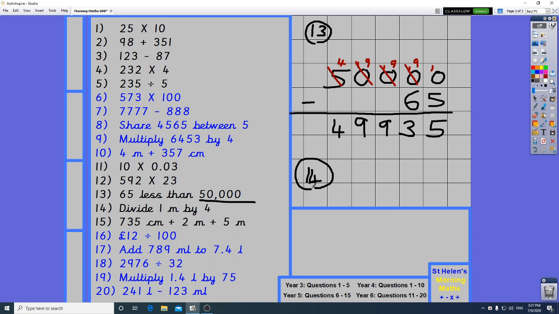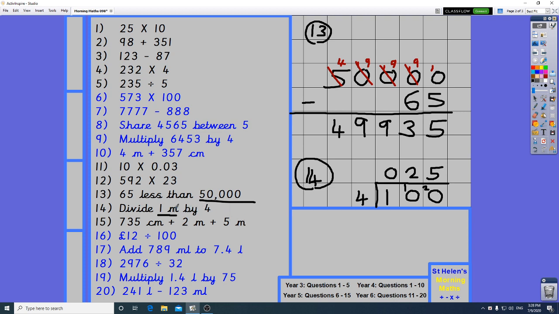Divide 1 metre by 4. You can divide 1 by 4 on the bus stop if you make it 1.00 divided by 4. Or you could change 1 metre into centimetres and divide it by 4. Either way is fine. 100 centimetres is 1 metre. Divide that by 4, you probably know it's going to be 25. That's a fact that it's very handy to know that 100 divided by 4 is 25.